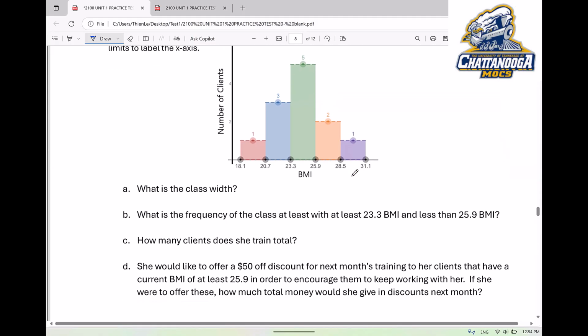She would like to offer a $50 discount for next month's training to her clients that have currently been at least 25.9, in order to encourage them to keep working with her. If she would offer this, how much total money would she give to the discount next month, right? So from 25.9 and above, you got 3 clients, right? So if she offers $50 for each of them, which means in total she needs to offer 150, right? 50 times 3. So let's check the solution.